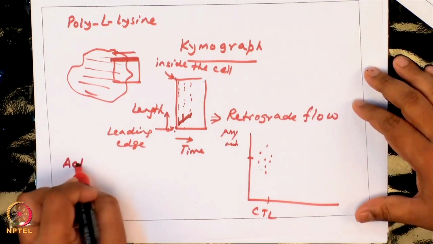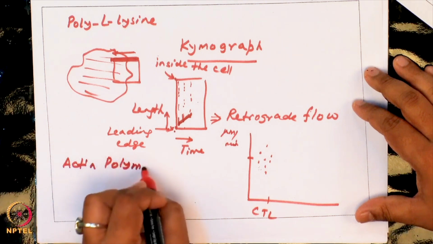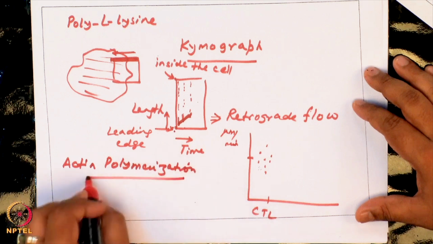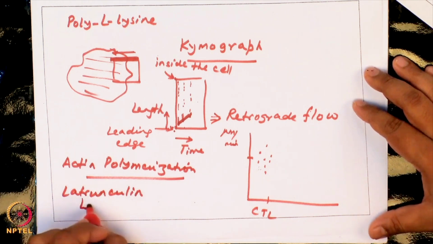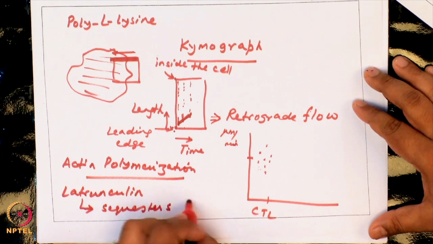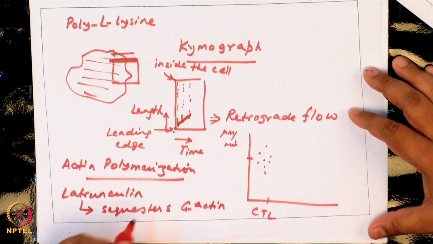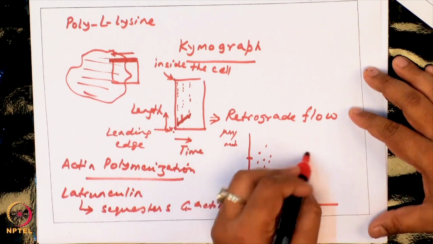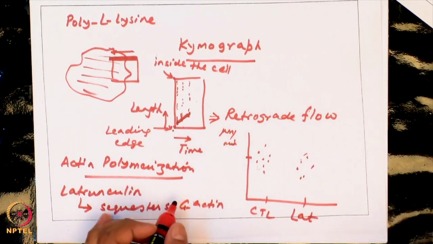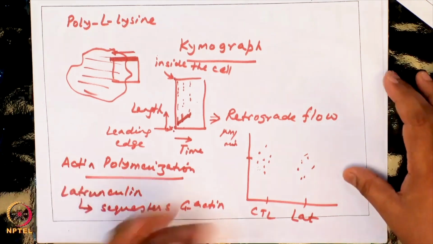When they perturbed actin polymerization with this drug called latrunculin, what latrunculin does is it sequesters G actin. As a consequence, your polymerization is stopped, and what they found is that in latrunculin treated cells you have the same amount of retrograde flow. So, you have two conditions in which the retrograde flow does not change when you perturb the polymerization. So, what does it suggest? It suggests that probably it is again the myosin motors behind the lamellipodia which is pulling the entire network backwards.